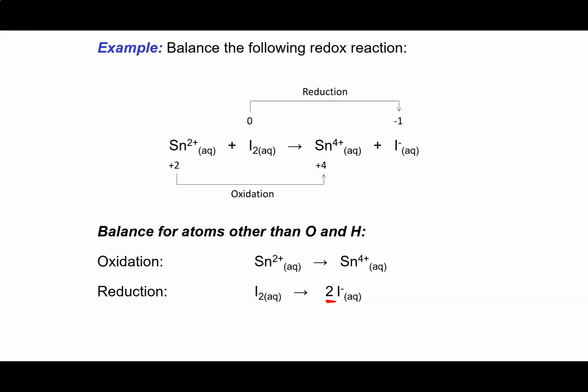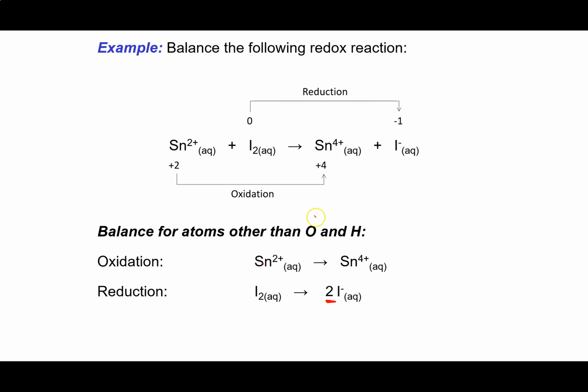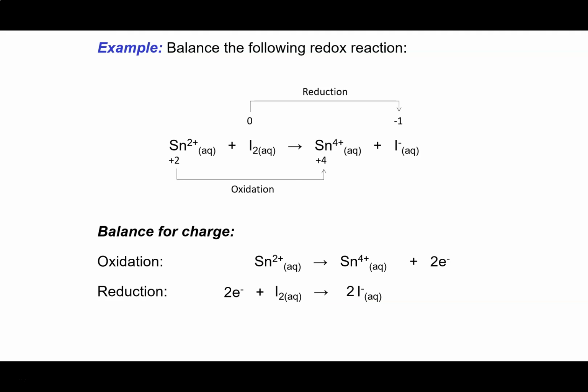Balance for oxygen by adding water. It's not needed, right? And then we've got to balance for hydrogen by adding H+. It's not needed, okay? So the 2 steps in the middle there, balance for oxygen and balance for hydrogen, we didn't have to do those, right? So we're going to skip to balance for charge by adding electrons to the more positive side.